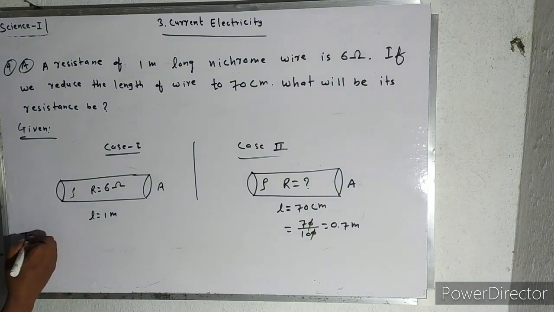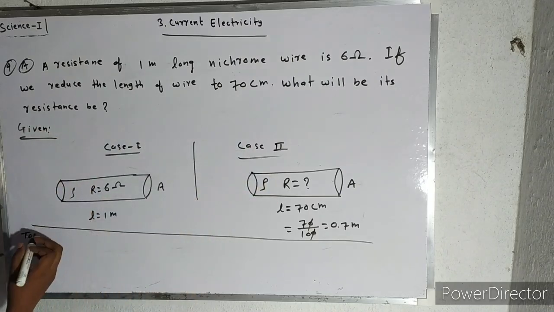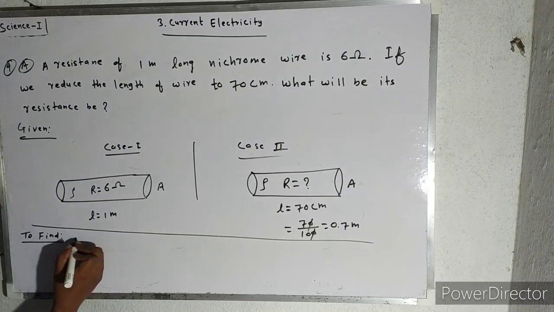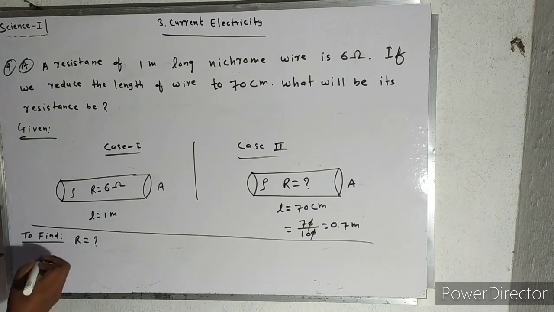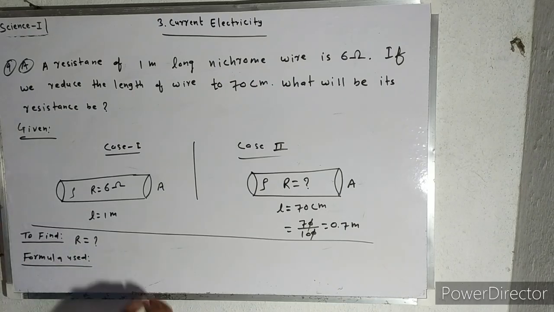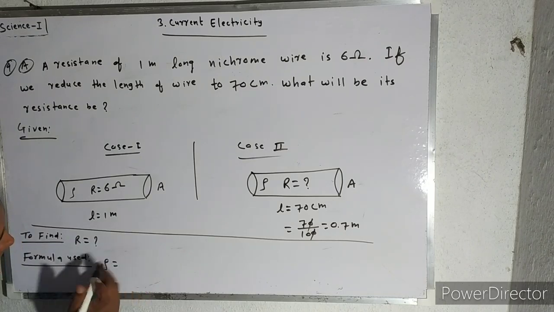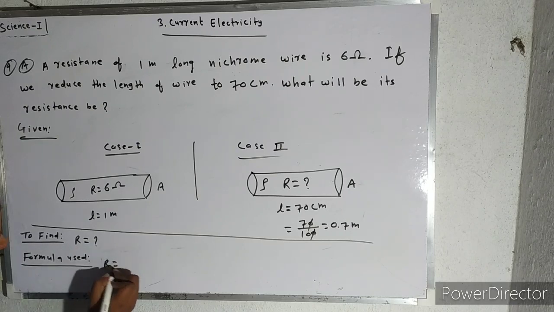Below this you have to write: to find R is equal to question mark, yes or no? Yes, given, to find. Then formula used. Which formula you will use? The main formula, R is equal to rho L upon A. This formula we have to use.